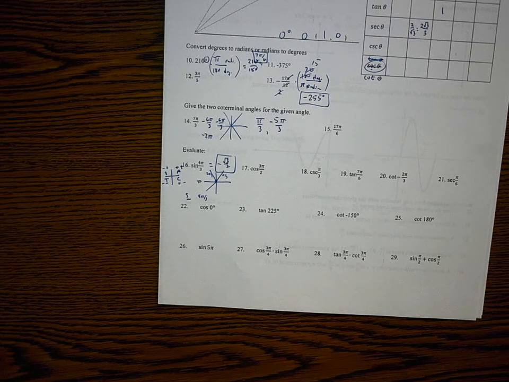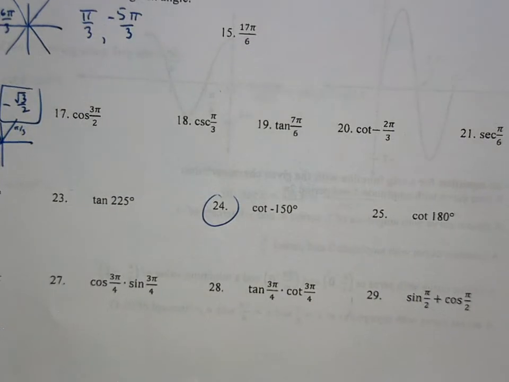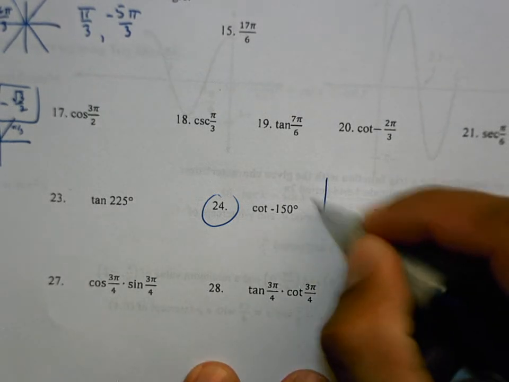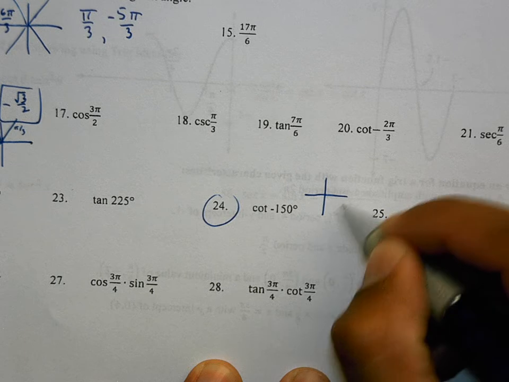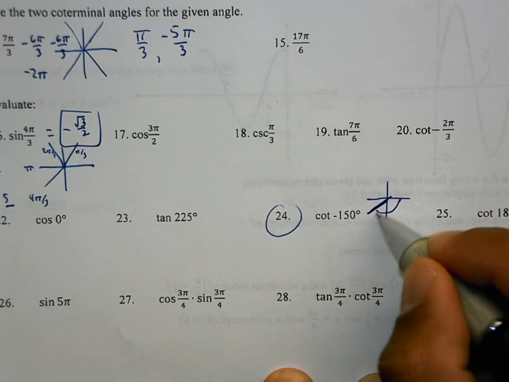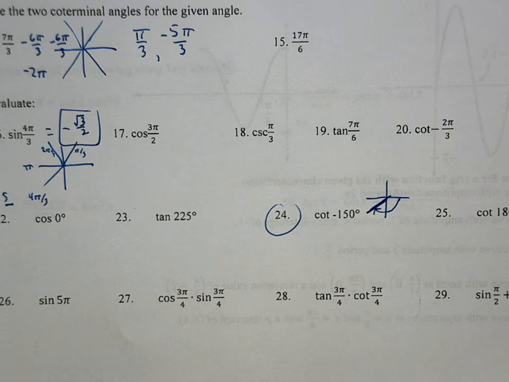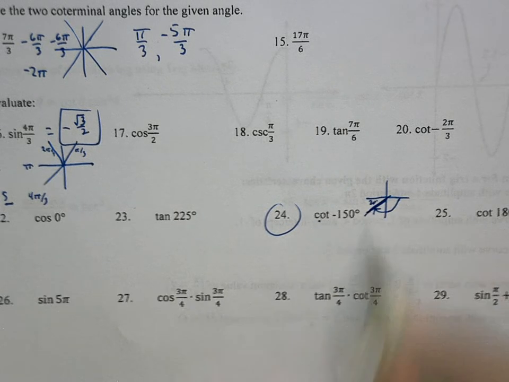What about a negative angle? Well, negative angles go the opposite direction. Instead of us starting and going counterclockwise, what if we go clockwise? 150 degrees, about this much. 150 degrees. That would leave a 30-degree angle left over. That's your reference angle. But the first thing you check is: is cotangent negative or positive in quadrant 3?